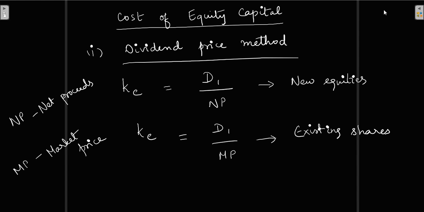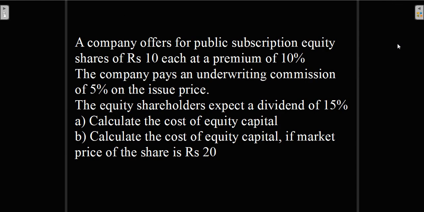Let's see an example. A company offers for public subscription equity shares of rupees 10 each at a premium of 10%. The company pays an underwriting commission of 5% on the issue price. So, the equity shareholders are expecting a dividend of 15%. Now we are expected to calculate the cost of equity capital and the cost of equity capital when the market price is 20. Now let's proceed to solve the problem.